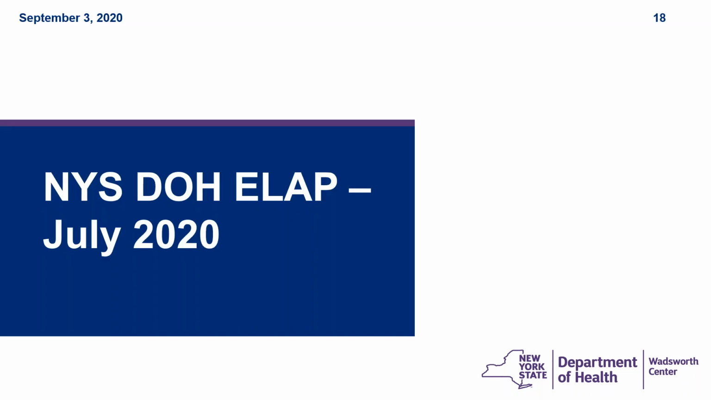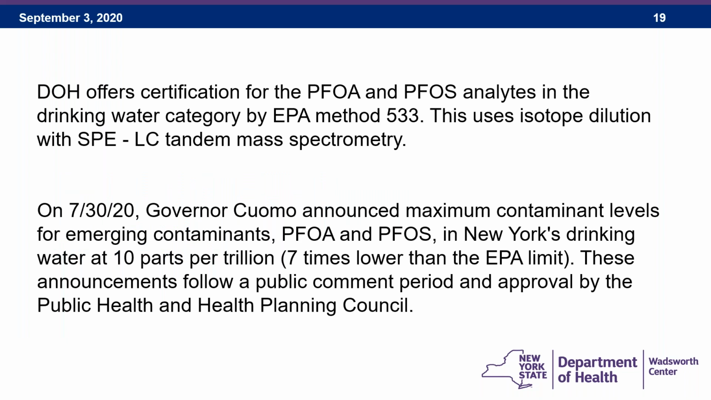So now we have July 2020, just a few months ago. We finally offer certification for EPA method 533. And this uses solid phase extraction, liquid chromatography, tandem mass spec. At the same time, in July of 2020, Governor Cuomo announced the maximum contaminant level for these emerging contaminants, and that was at 10 parts per trillion. This is 7 times lower than the EPA limit established.